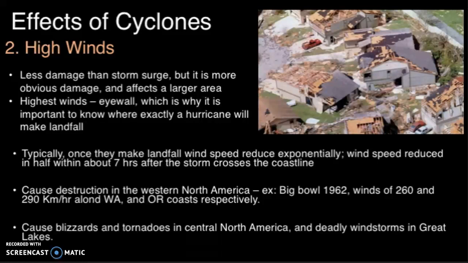So typically, once the hurricanes make landfall, the wind speed actually reduces exponentially. The wind speed will be reduced in half within about 7 hours after the storm crosses the coastline. So say a hurricane makes landfall in Florida and it's traveling in a forward manner at about 20 kilometers per hour. Then about 140 kilometers after it reached the coastline, the wind speed will have already been half the speeds that they had been before. And again, those are the inner speeds of the hurricane, not the forward speed of it. Okay? All right.